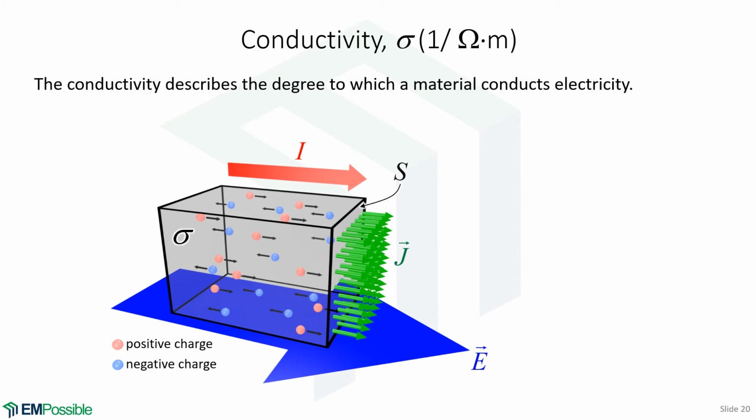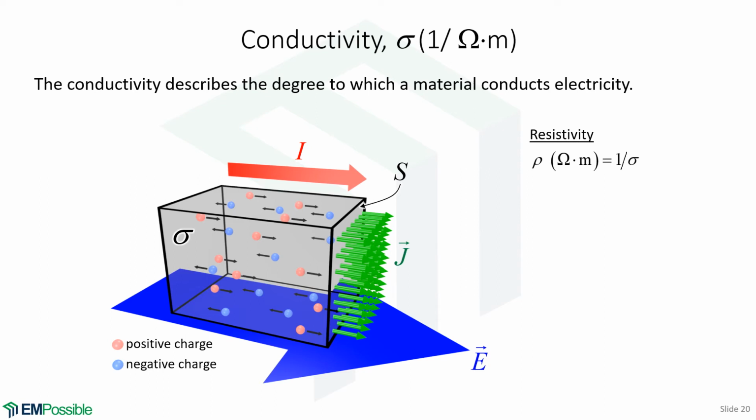Conductivity. This is written as the Greek letter sigma, the lowercase, and it has units of 1 divided by ohm meters. Conductivity is a measure of how well some material conducts electricity. Now that can be a flow of positive or negative charges. We tend to think of this as just negative charges or electrons in a metal like copper or aluminum or something like that.